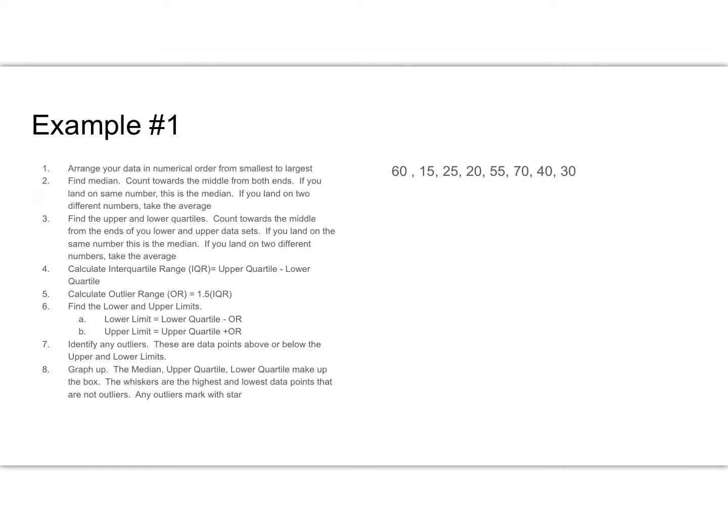Looking at my data set, the smallest number I see is 15. Then I see a 20. Then I see 25. Then I see 30. Then I see 40. Then I see 55. Then I see 60. And then I see 70.